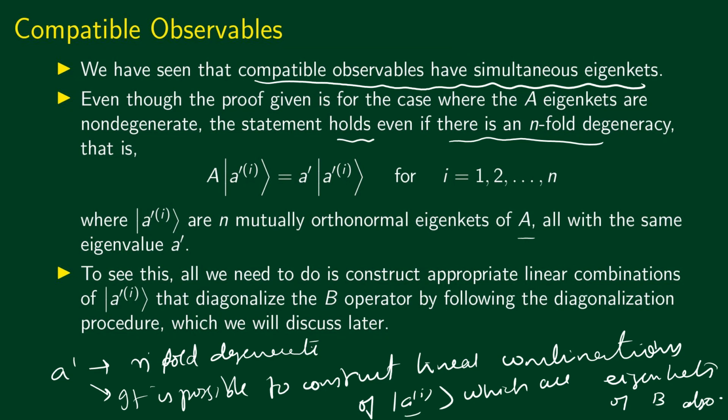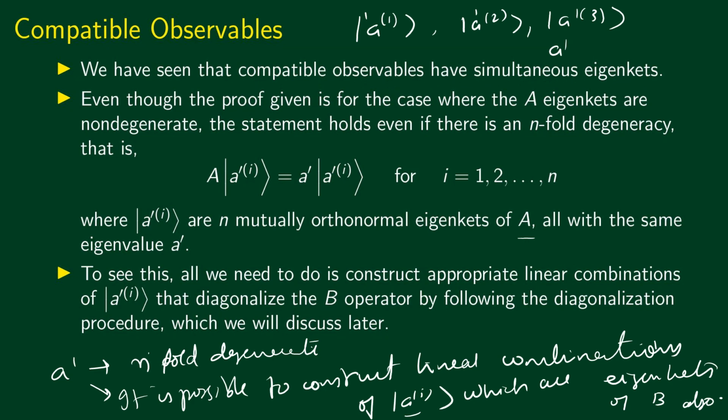Now this is clear because if I have n eigenkets corresponding to the eigenvalue a prime, then any linear combination of them is also an eigenket of A. So it's important to remember that if I have, let's say, a threefold degeneracy, a prime 1, a prime 2, and a prime 3, three eigenkets corresponding to the eigenvalue a prime, then any linear combination of these eigenkets is also an eigenket corresponding to the same eigenvalue.